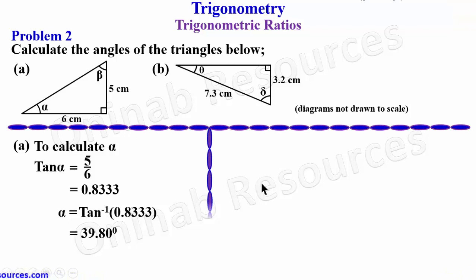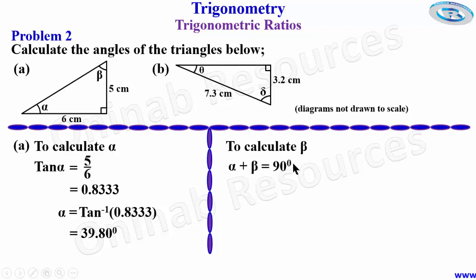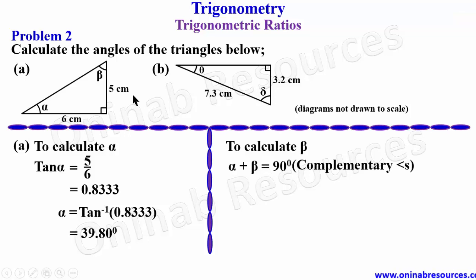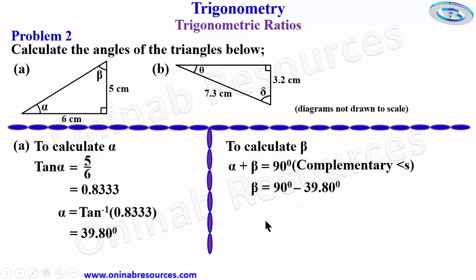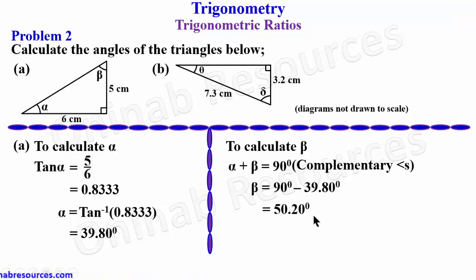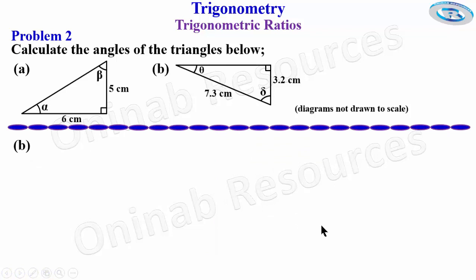So we can then calculate beta. We said alpha plus beta is equal to 90 degrees because they are complementary angles. Since this is already 90 degrees, the sum of alpha and beta will give 90 degrees. So that is what we just demonstrated here. So we now have beta to be 90 minus 39.80, which is going to give us 50.20 degrees. So we are done with A. We then go to B.